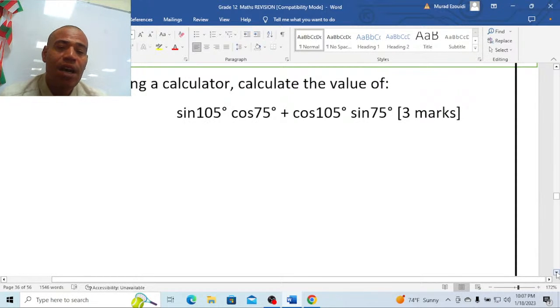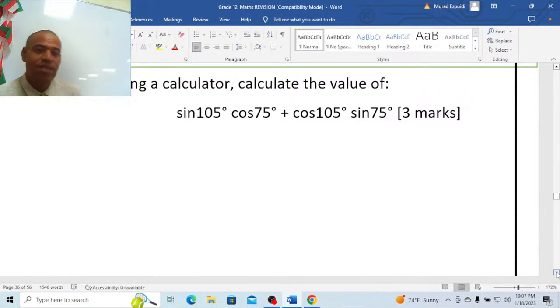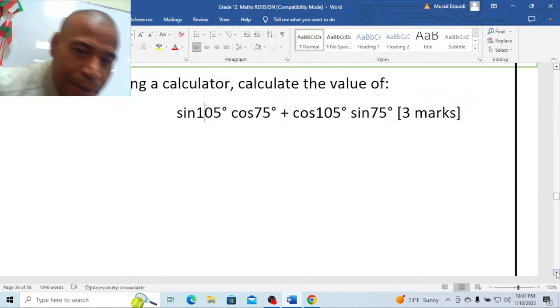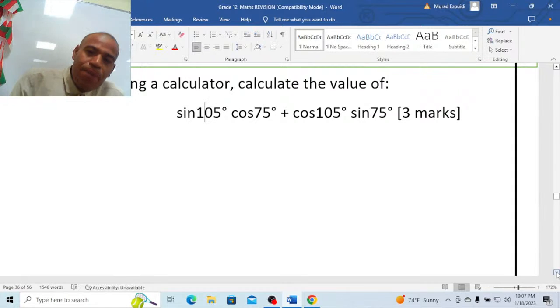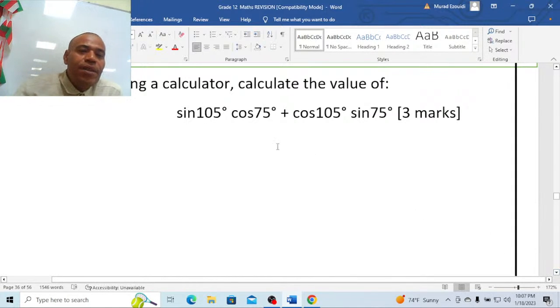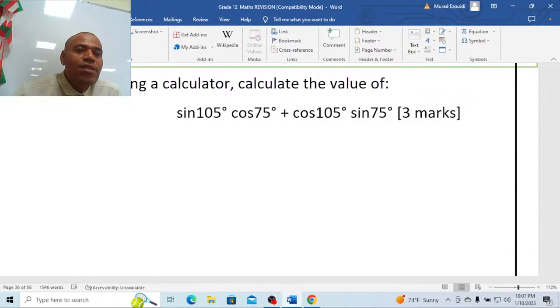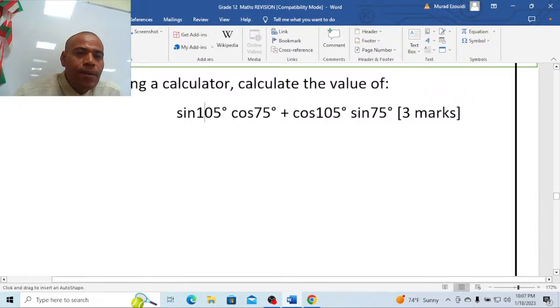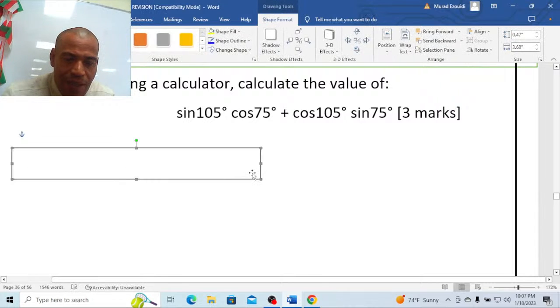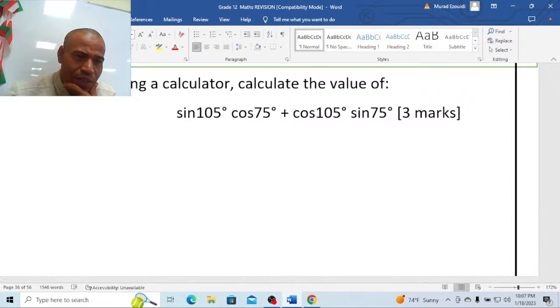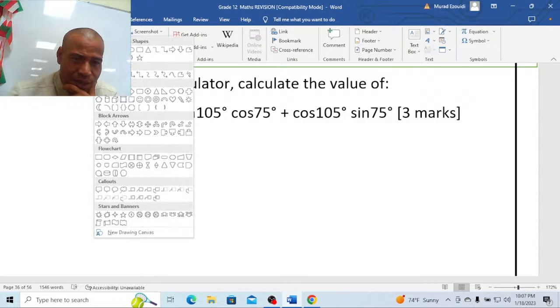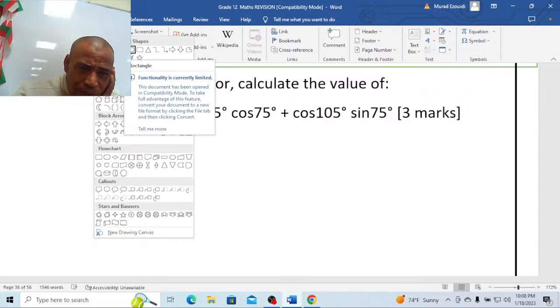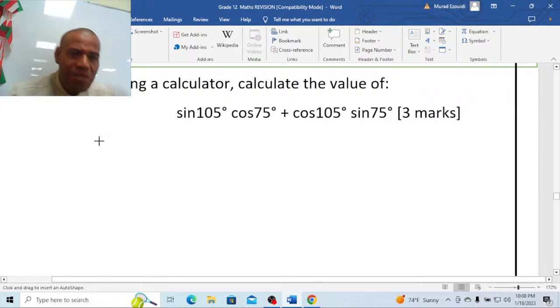So learners, this is the question. I will give you 2 to 3 minutes to think of this. Me, I will prepare the area where I should solve this question. I will just do like that. I don't like this one. I am looking for another. Another shape. Yes, I will use this one. This is new. Okay.